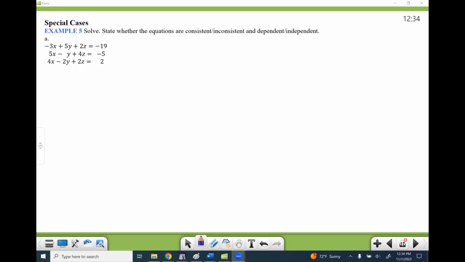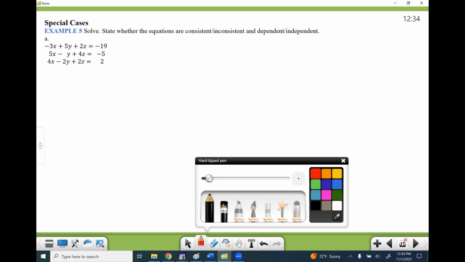All right, number 5, special cases. So these are going to be the situations where we don't get an ordered triple. We either get no solution or infinitely many. So let's take a look at those. Okay, so we have our equations A, B, and C.